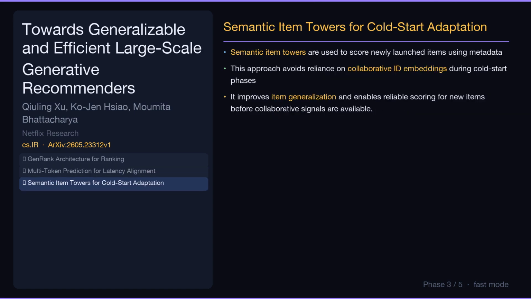Contribution 3. Semantic item towers for cold start adaptation. Semantic item towers are used to score newly launched items using metadata. This approach avoids reliance on collaborative ID embeddings during cold start phases. It improves item generalization and enables reliable scoring for new items before collaborative signals are available.